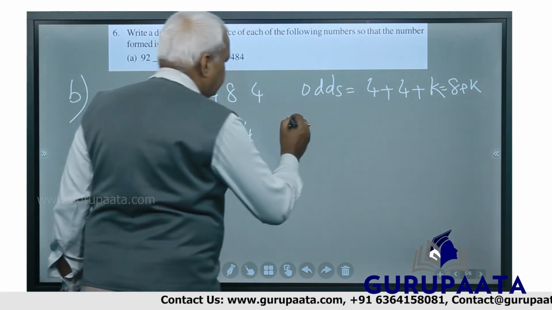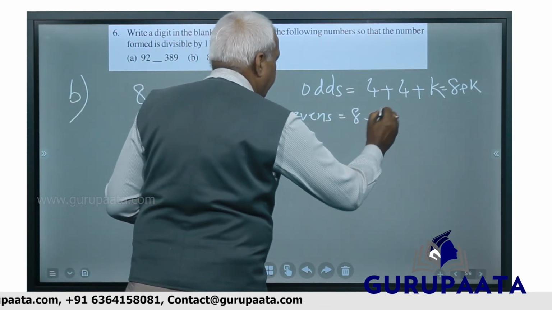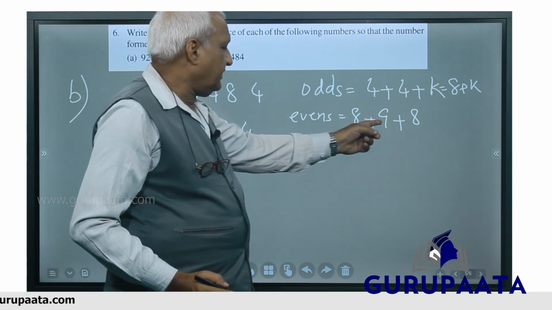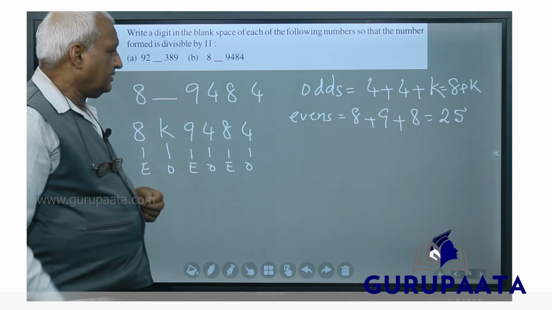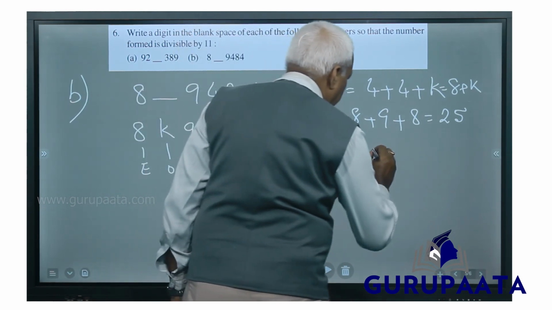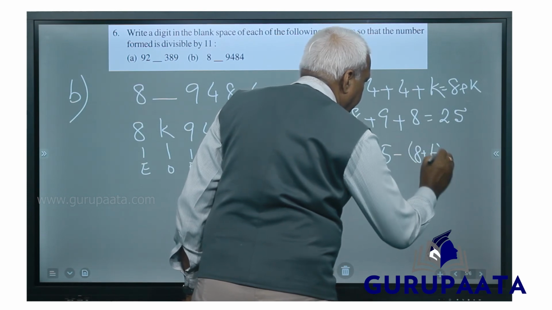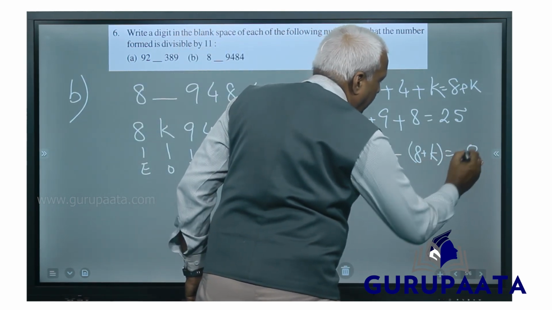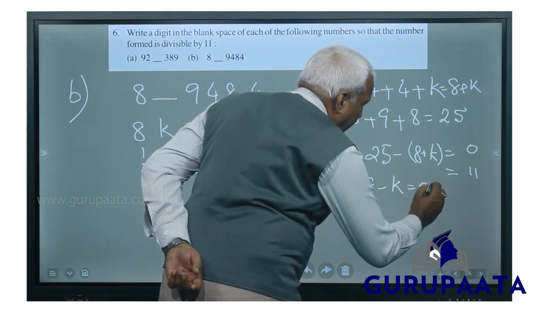Now, we will take evens: 8 plus 9 plus 8 is equal to 25. So, the difference is 25 minus 8 minus k, and it should be either 0 or 11. So, 25 minus 8 minus k is equal to 0 or 11.